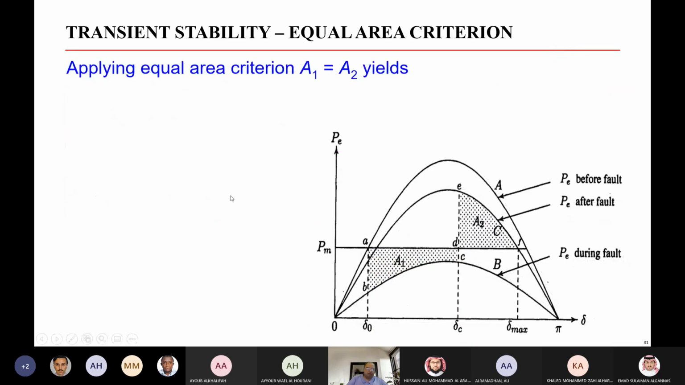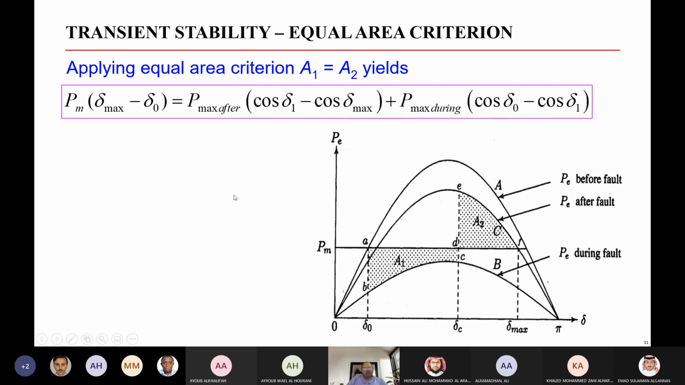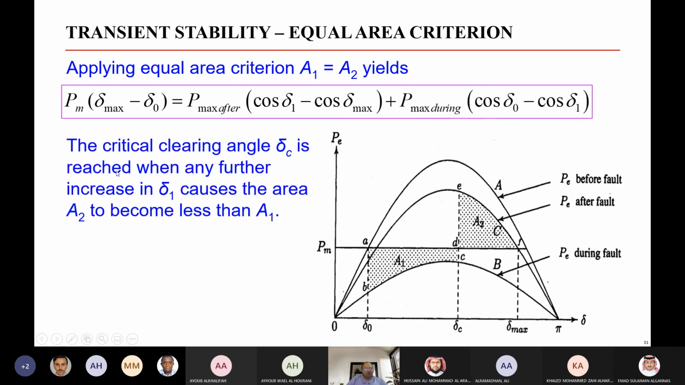Similar to example number 3 and 4, so A1, or example number 1, 2. This is A1 equal to A2. The critical clearing angle delta C is unknown, and we utilize all the deceleration area. So delta max is known. Delta max is 180 minus this angle, and this angle definitely is known. And the Bm is known, equal to B max after the fault, which is B max sine delta.